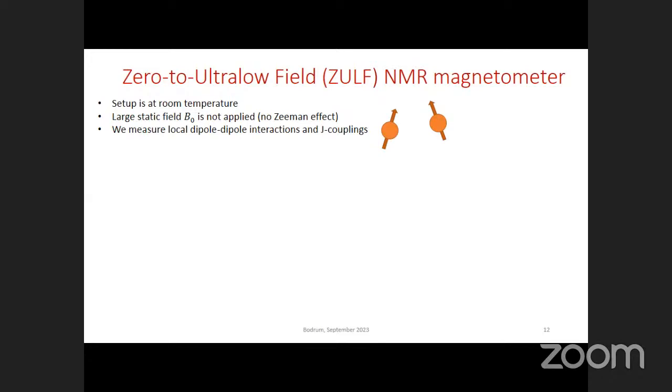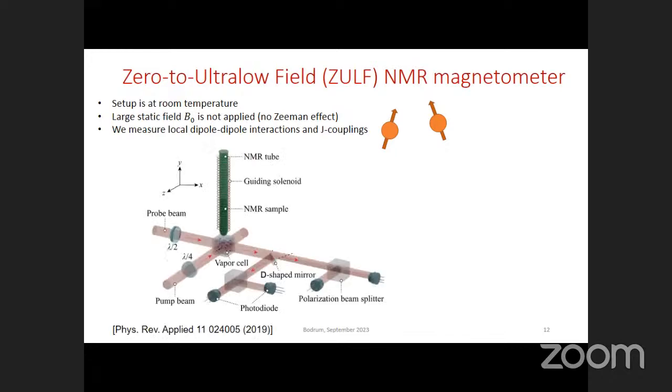The idea is that if you do things classically, the signal will not be as large, but if you do optical magnetometry, then you will still get a very good signal-to-noise ratio. Even though the signal is not large, you have a very low noise figure. So basically there is no Zeeman effect, no large static magnetic field applied.